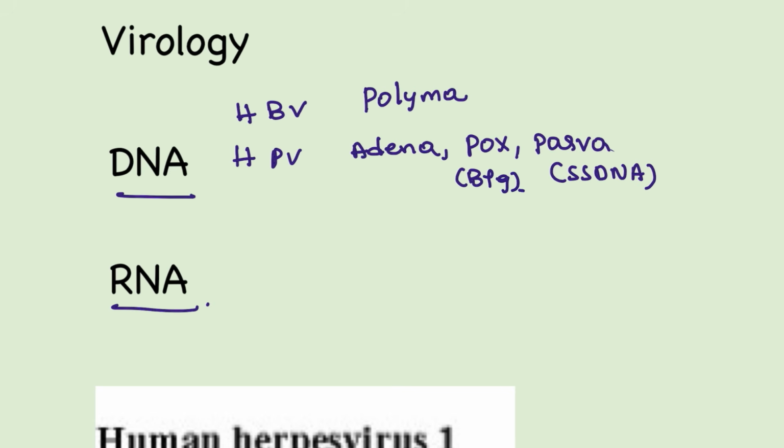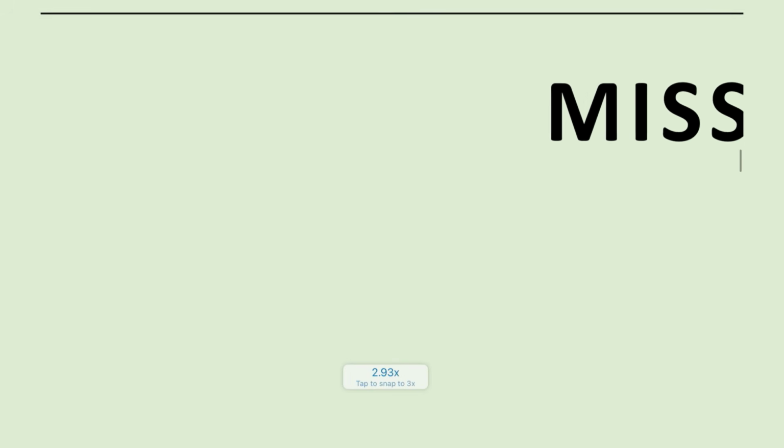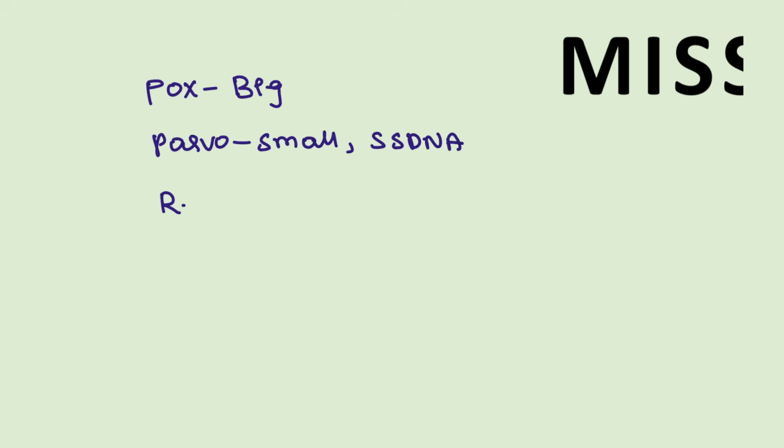Parvovirus is a single-stranded DNA virus, whereas pox is the biggest virus among all the viruses, right? And also herpes is a type of DNA virus. Next, all others will be classified under RNA. Pox is the biggest one, parvo is the smallest one, and parvo also contains single-stranded DNA. And reovirus, the type of rotavirus, is RNA type, but it contains double-stranded RNA.